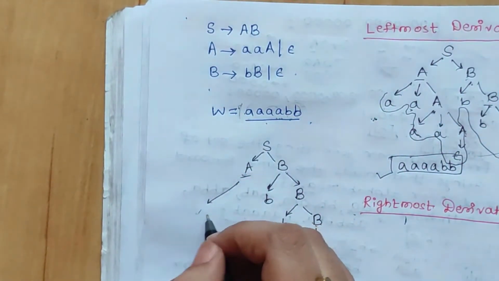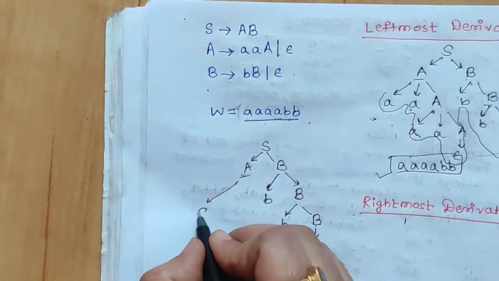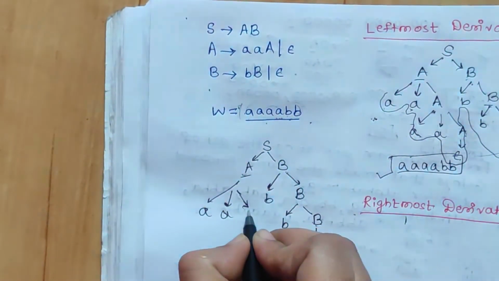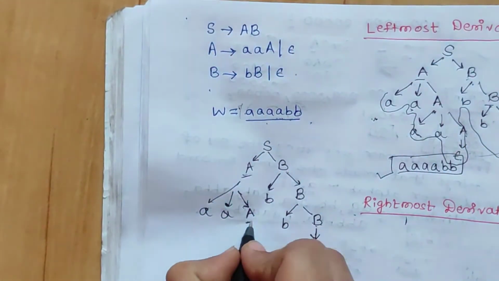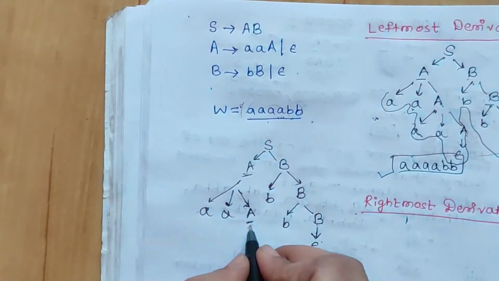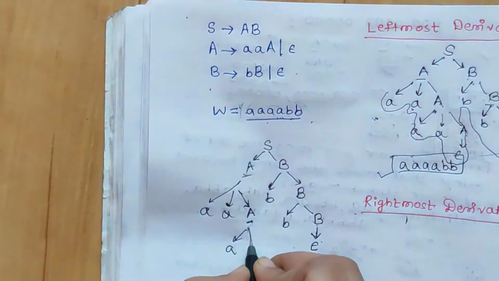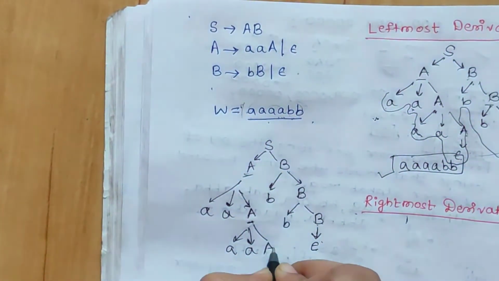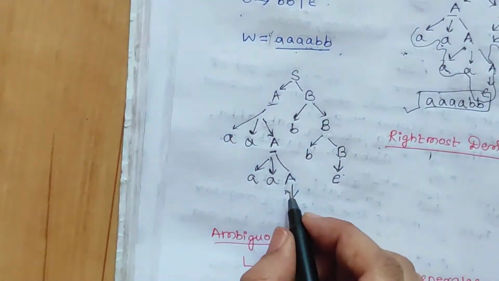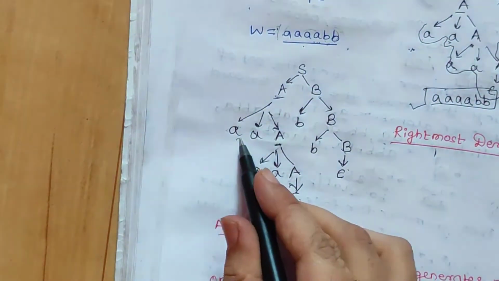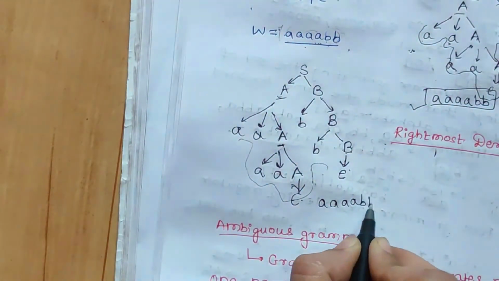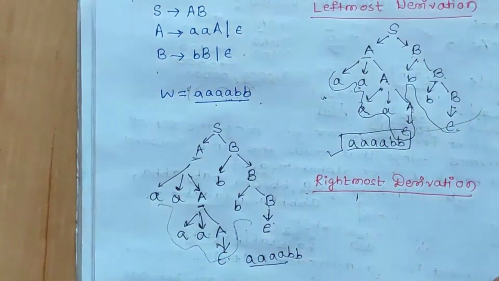Now all these are terminals, so only one symbol is left. Again I will replace it with A and a, that is A can be replaced with a. Now there is only one symbol, all the right hand side symbols are terminals, and that's why this A will be replaced again with A and a. Now only one symbol is left, that will be replaced with epsilon. Okay, and the string generated will be a b. So this is how rightmost derivation can be done.